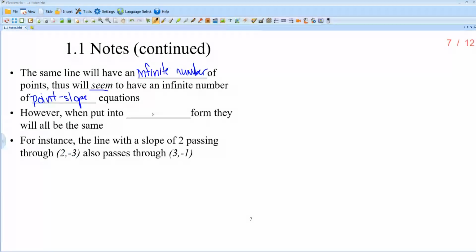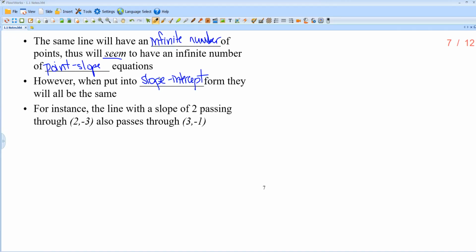However, when put into slope-intercept form, they'll all be the same. So for a given line, I can write an infinite number of point slope equations, but there's only one slope-intercept equation. So for instance, I just want to prove to you I'm not lying. The line with a slope of 2 passing through (2, -3) also passes through (3, -1).